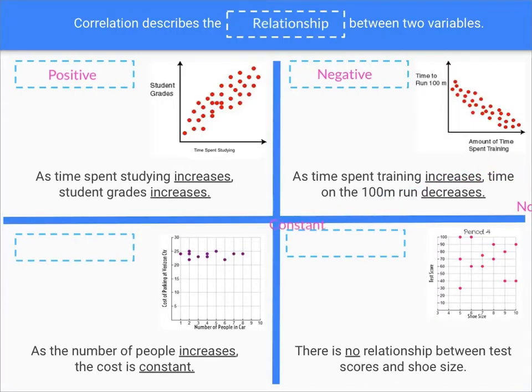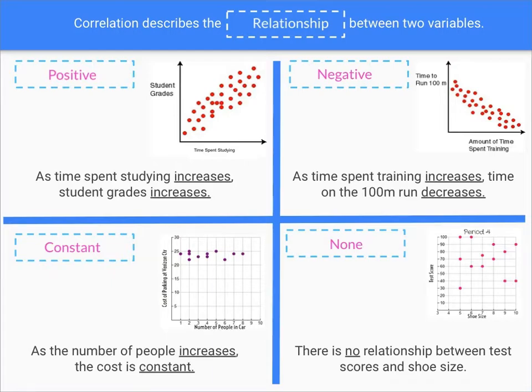The next correlation is a constant correlation. As the number of people increases, the cost is constant. So for example, in this case, we're talking about the cost of parking at the Verizon Center. The number of people in cars does not affect the price of the parking. It's going to be the same whether you have 3 people in the car or 5 people in the car or 7 people in the car. The parking is going to remain the same. So that's a constant correlation. And then, of course, there is no correlation, or none. There is no relationship between test scores and shoe size that we see here on our graph.